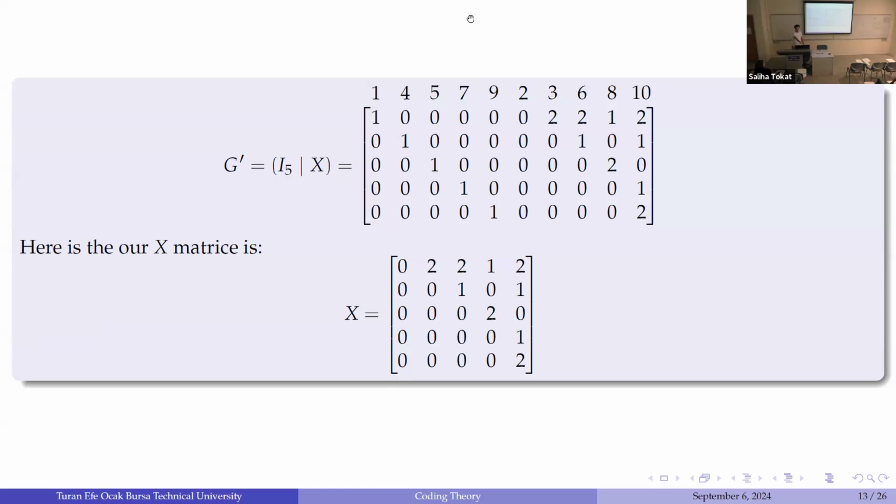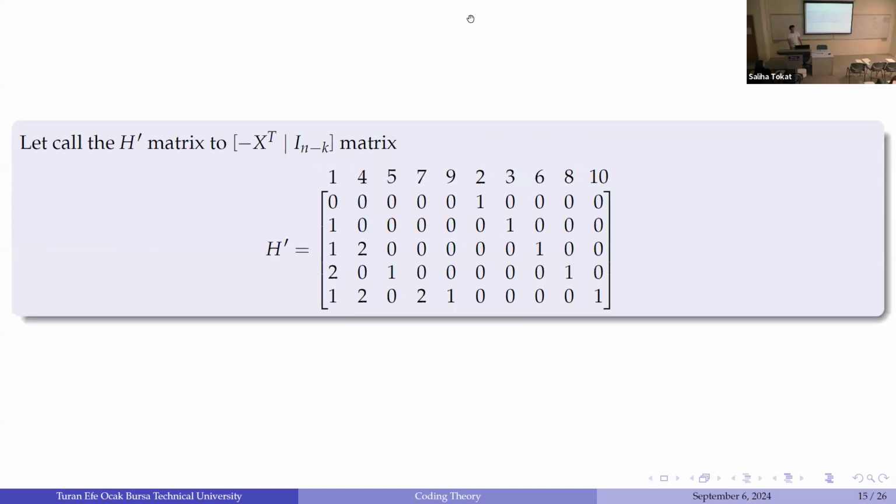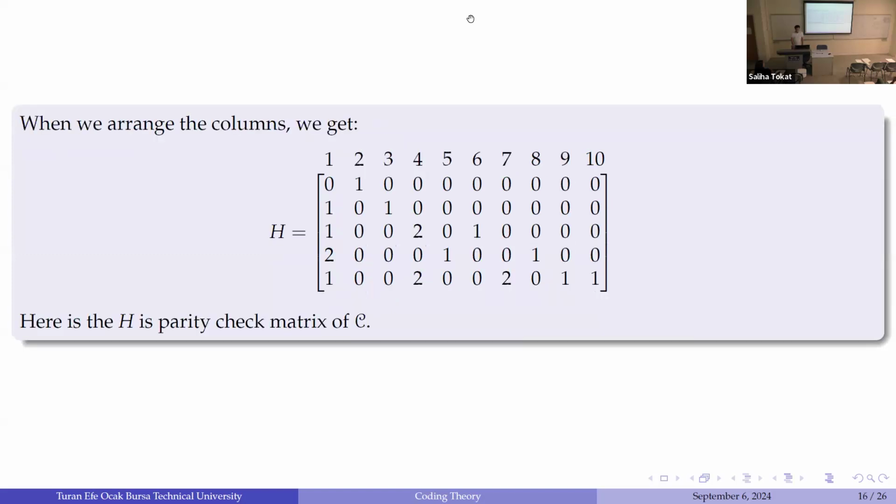Here's the first part, the identity matrix, and the second part is the X matrix. We have to find minus X transpose. We found this matrix, but we work over F3. Because of that, minus 2 is equivalent to 1, and minus 1 is equivalent to 2. And here's our minus X transpose matrix. Let's call this matrix H prime, and we have to rearrange the columns back to find the parity-check matrix of this code C.